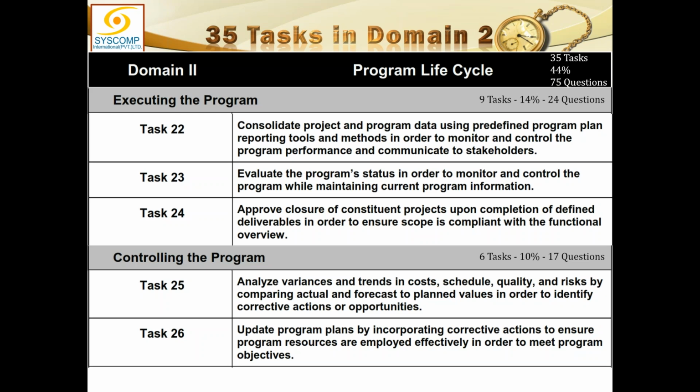Task number 24 here is approve the closure of constituent project. As soon as a project has completed its assignment and delivered what it had to deliver, we approve the closure of that project upon completion of predefined deliverables, in order to ensure scope is compliant with the functional overview. Now, the project will close down, but the product of the project will start yielding the benefits. By this, I do not mean that benefits can only be realized after the project has finished.